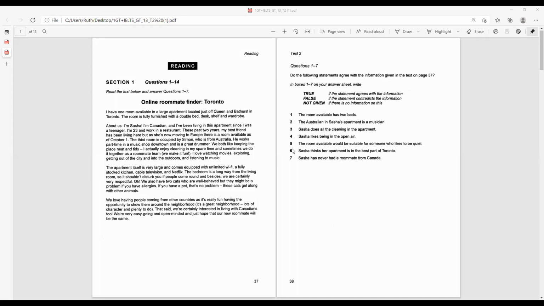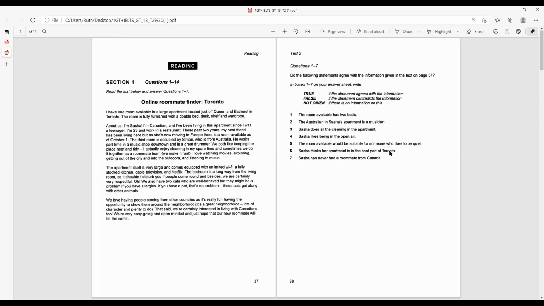So what do you think is the answer for 5? True. The answer is true. And where is it? It is right here. The bedroom or the room, that accommodation is a long way from the living room. So it shouldn't disturb you if people come around, and besides, we are certainly very respectful. So it shouldn't disturb, it's for someone who is quiet, okay? So if you like to be quiet, you can go here. Then Sasha thinks her apartment is in the best part of Toronto.